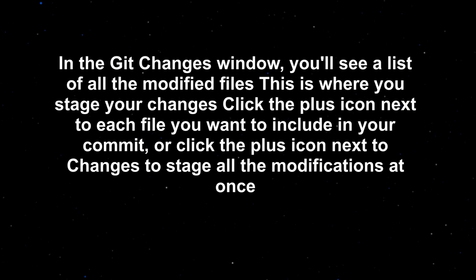In the Git Changes window, you'll see a list of all the modified files. This is where you stage your changes. Click the plus icon next to each file you want to include in your commit, or click the plus icon next to Changes to stage all the modifications at once.